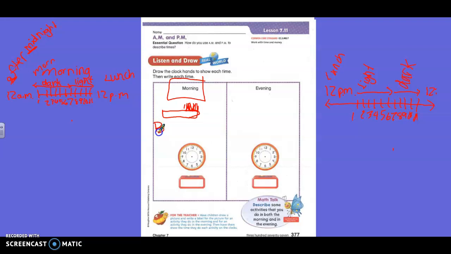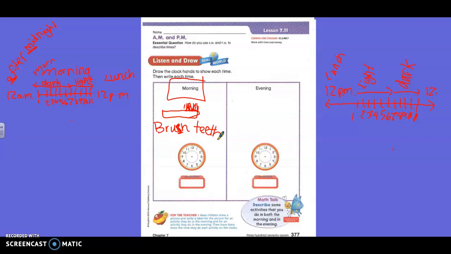I'm gonna write brush teeth. I might add a little ring to that.